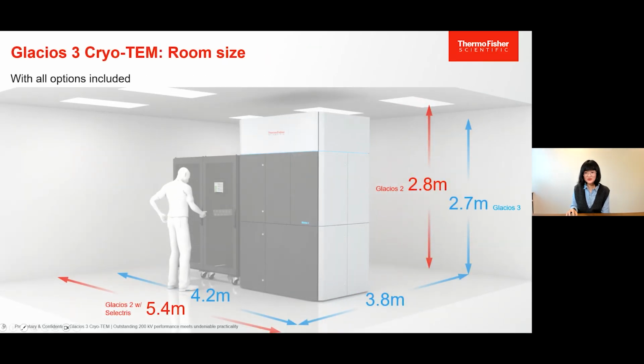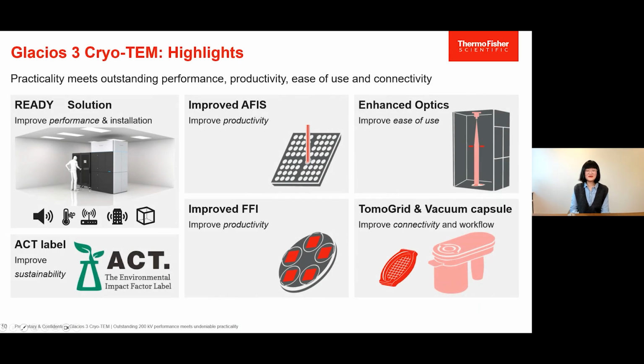Compared to Glacials 2, we also shortened the length of the room significantly by removing the need of a third cabinet when Selectris is in the configuration, as well as lowering the ceiling height. Some countries have 2.7 meters as a standard ceiling height in the office buildings. Now Glacials 3 can be installed in these buildings. Besides the ready environmental solution, Glacial 3 is also ACT certified.